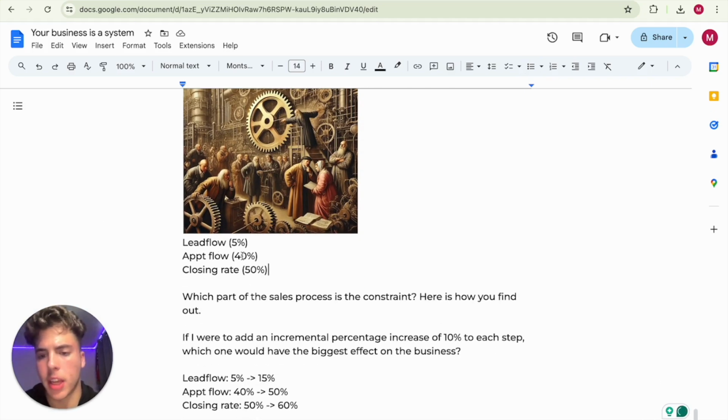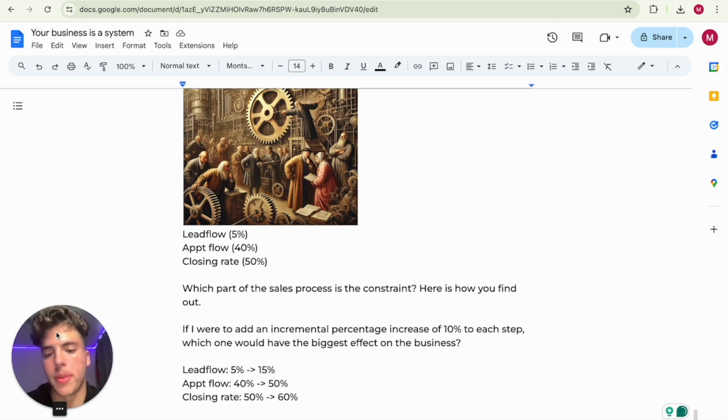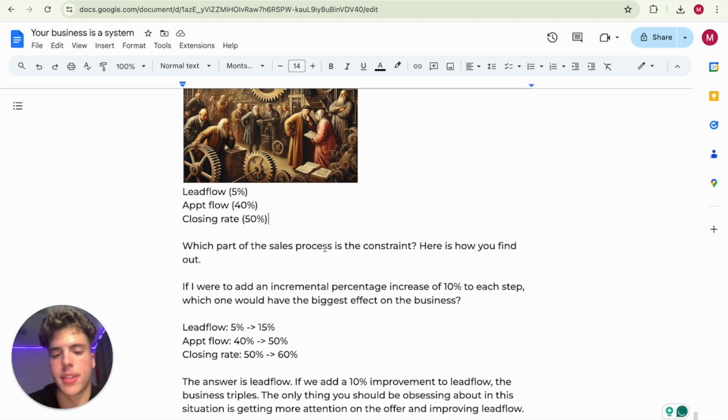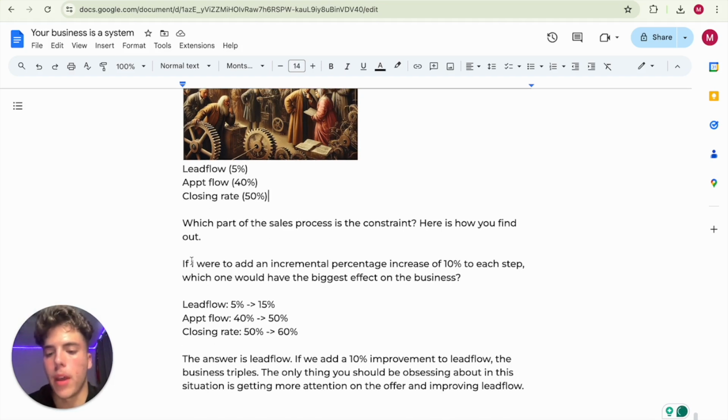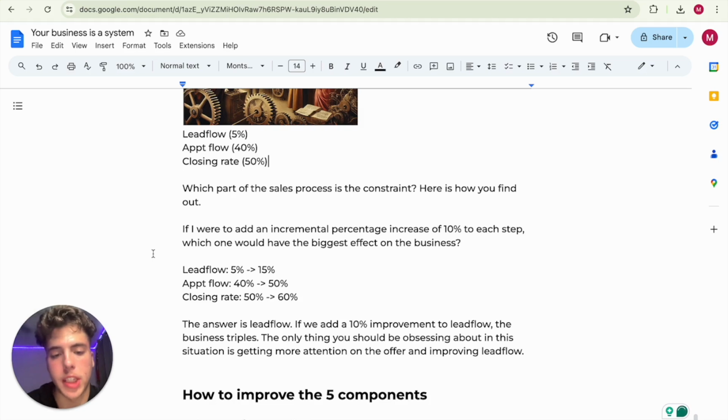So in the example of the realistic business, we had the lead flow, which was 5%, the appointment flow, which was 40%, and the closing rate, which was 50%. Okay. And so which part of the sales process is the constraint? Here's how you find out. If I were to add an incremental percentage increase of 10% to each step, which one would have the biggest effect on the outcome of the business? Which one would increase the revenue the most?